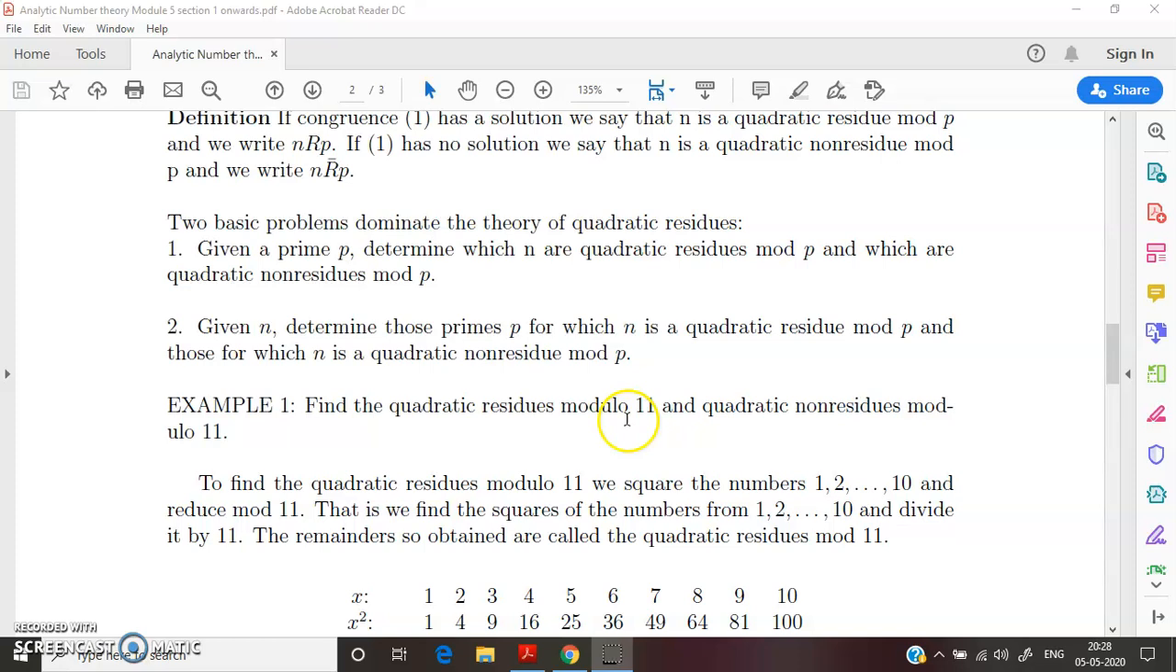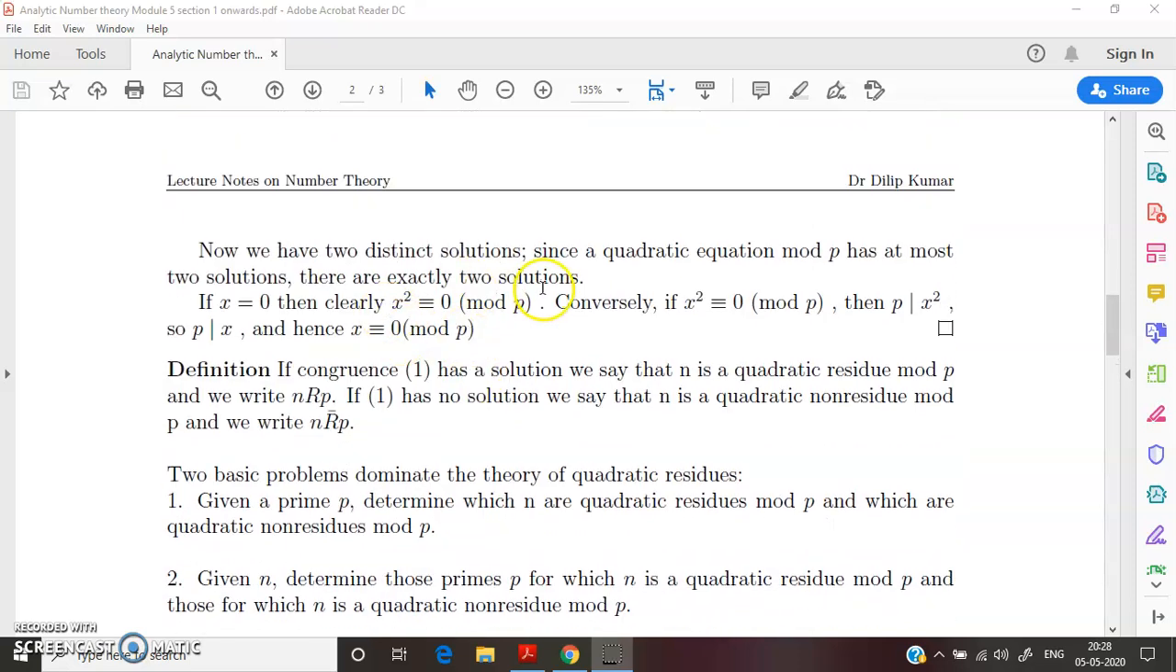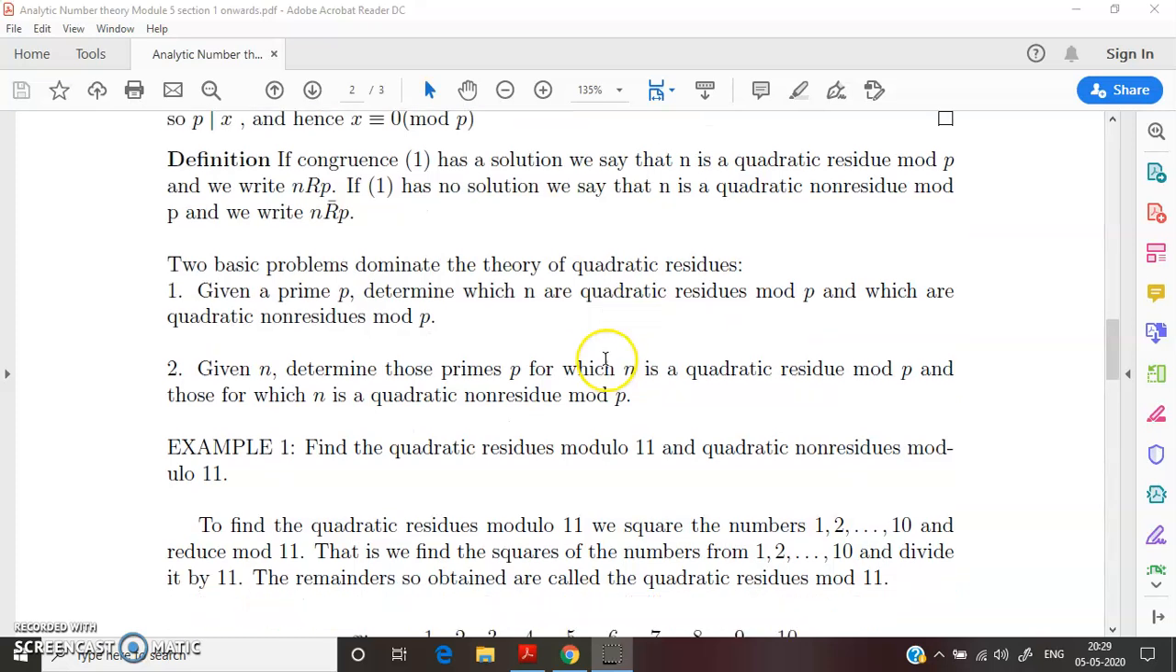Find the quadratic residues modulo 11 and the quadratic non-residues modulo 11. This is a question. So we have to find the residues mod 11. What we have to do is solve x squared is congruent to n mod p. This is what we have to do.